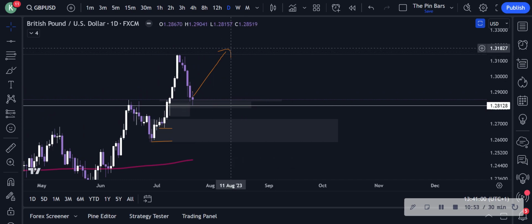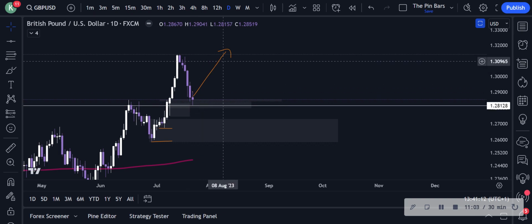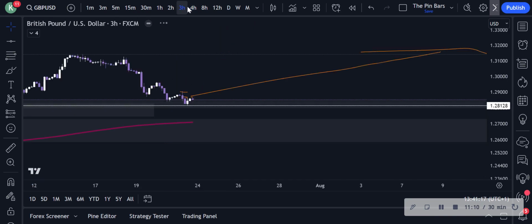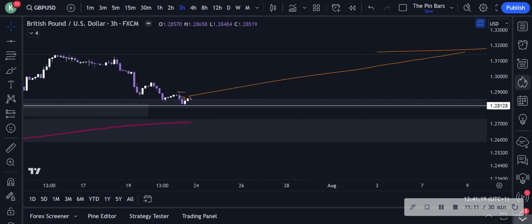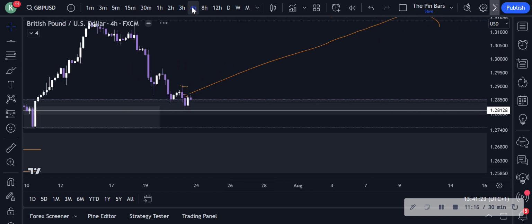Okay, so yeah, we could be going for these highs here, right here. 1.31400 is where I do think price would go on a daily. Obviously, it's going to go on a slow momentum, but on a short term here, okay. Let's get a 4 hour. I like 4 hour charts, to be fair.